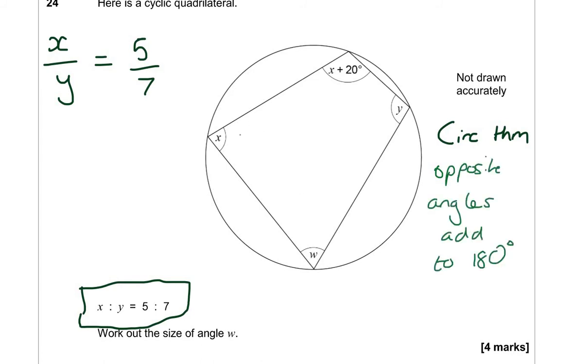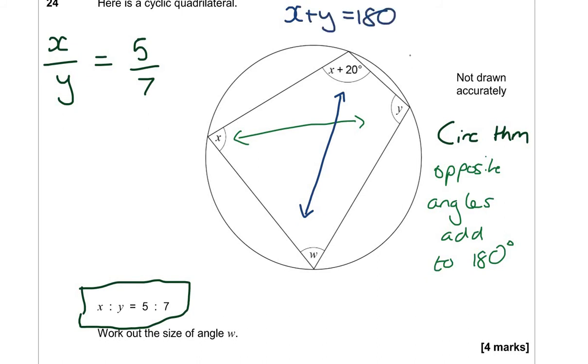So our circle theorem says that opposite angles in a cyclic quadrilateral add to 180. So in this case, these two add to 180, and so do these two. So what does that tell us? Well, it tells us x plus y is 180, and x plus 20 plus w is 180. So let's work through these.